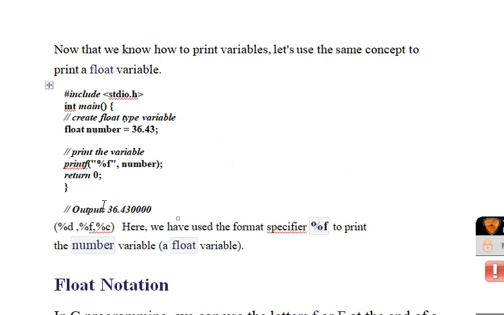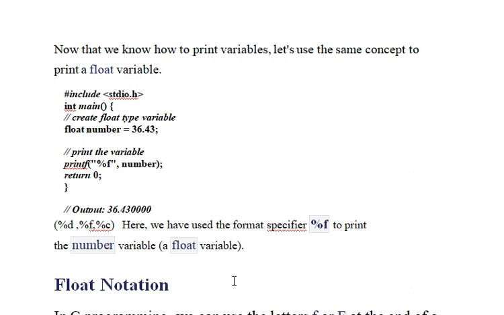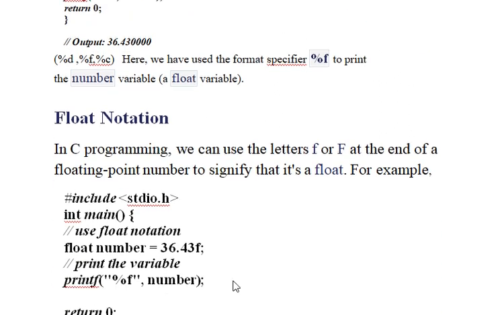Here we took double because to identify the age we took the percentage d. So here we are taking the floating number, which is nothing but f. Floating is a symbol of f, and here we are considering 36.43 as a floating number, which in the output we are getting 36.43. We have used the format specifier, I already said, percentage f, to print the number variable as a floating variable. Next, floating notation.